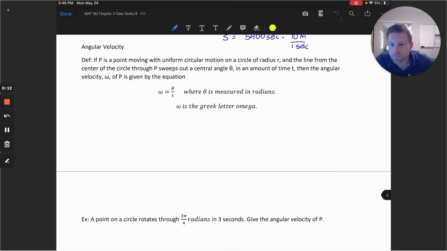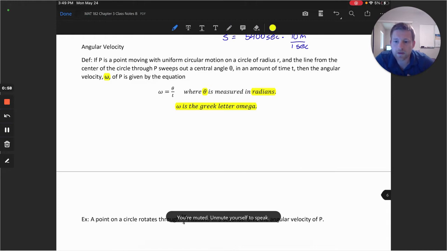So angular velocity, we can consider if P is a point moving with uniform circular motion on a circle of radius r, and the line from the center of the circle to P sweeps out a central angle of theta in an amount of time t, then the angular velocity, we are going to call omega, this value right here, this is omega. The velocity of P is given by the equation omega is equal to theta divided by t, where theta is measured in radians again.